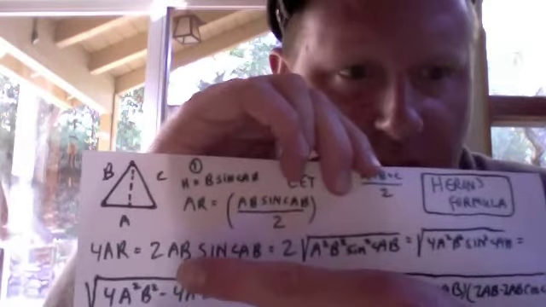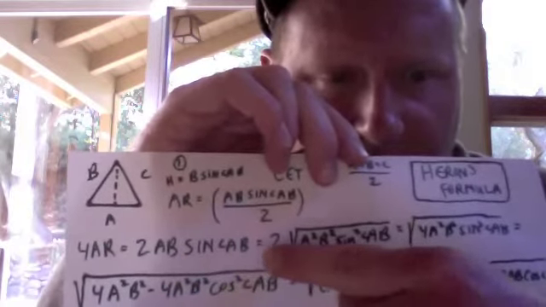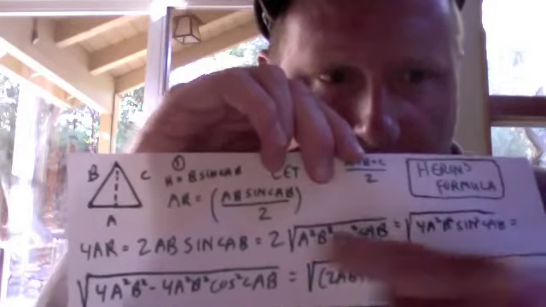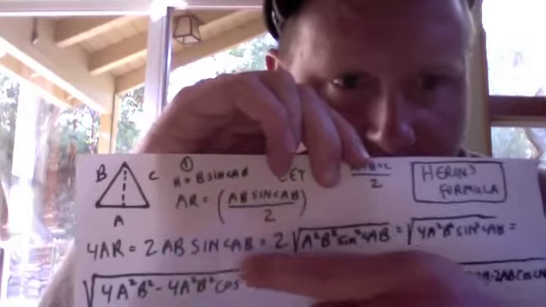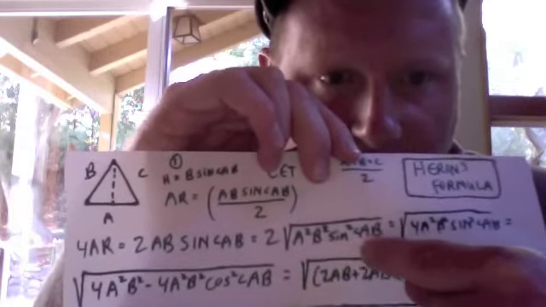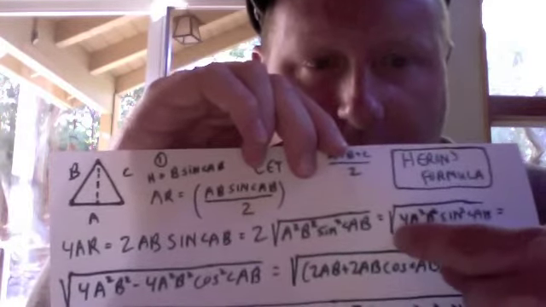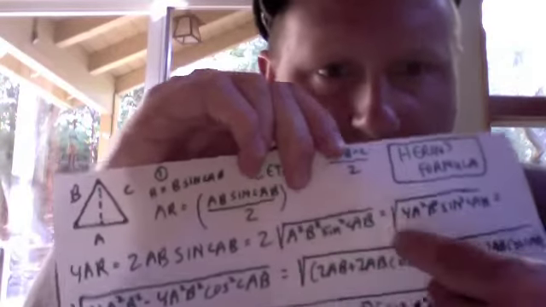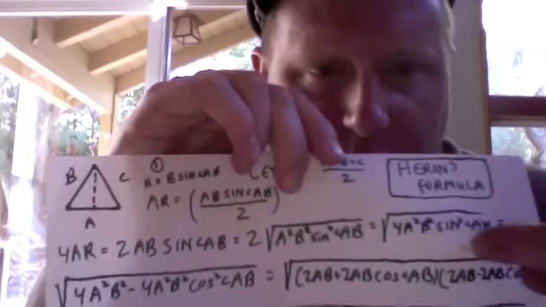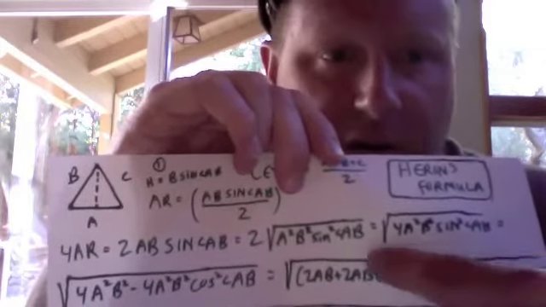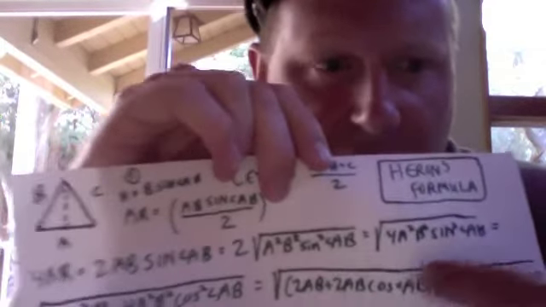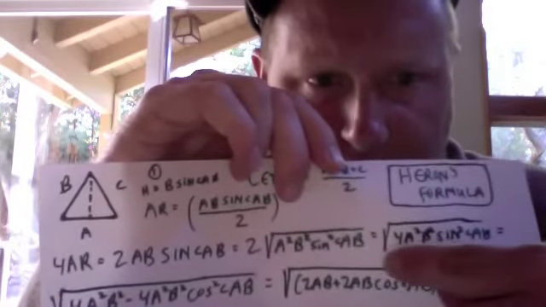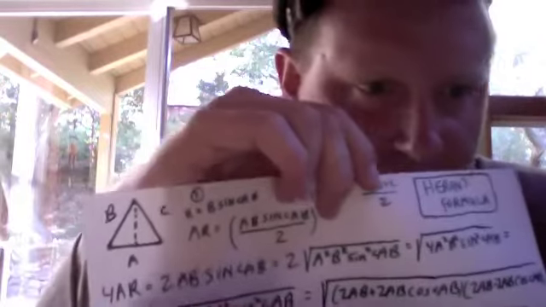So 4 times the area is equal to 2AB sine angle AB, which is equal to 2 times the square root of A squared B squared sine squared angle AB. Notice I'm just taking this AB sine angle, putting it under the radical, and having it as squared. And now I'm putting 2 under the radical and making it the square root of 4A squared B squared sine squared AB. Now you know that the sine squared of an angle is equal to 1 minus the cosine squared of the angle. So I take sine squared AB and make it 1 minus cosine squared angle AB and multiply that by 4A squared B squared to get you this.